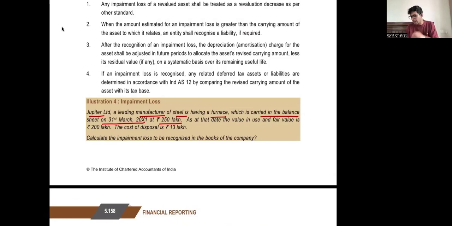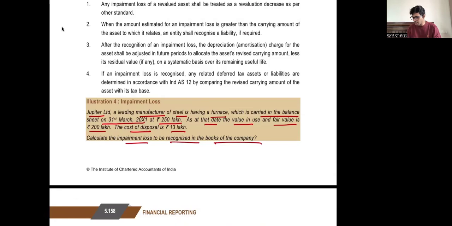Let us say this asset was purchased 5 years ago. You would have purchased it at some price, let's say 400 lakhs. For the last 5 years, you charged depreciation of 150 lakhs. So 400 less 150 is equal to 250 lakhs of carrying amount as at 31st of March 2021. As at that date, the value in use and fair value are both equal to 200 lakhs. Cost of disposal is given as 13 lakh rupees. The question is to calculate the impairment loss to be recognized in the books of the company.